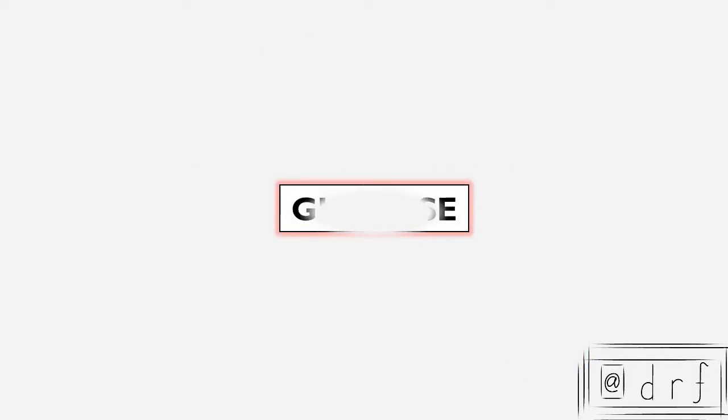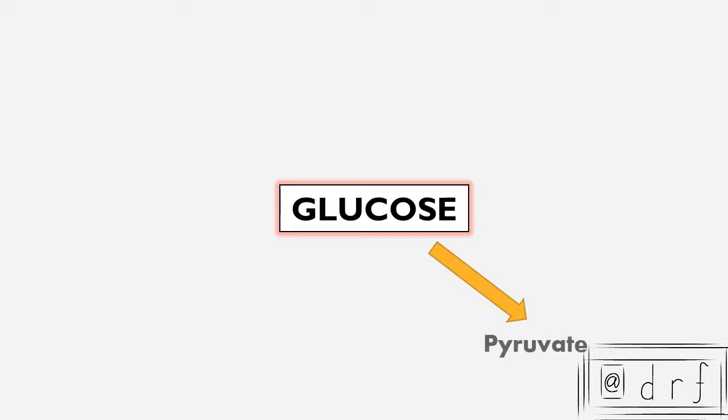Moving forward, let's see the fate of glucose. The first fate of glucose is pyruvate. This is by the oxidation process and the pathway is known as glycolysis. This pathway we are going to see.